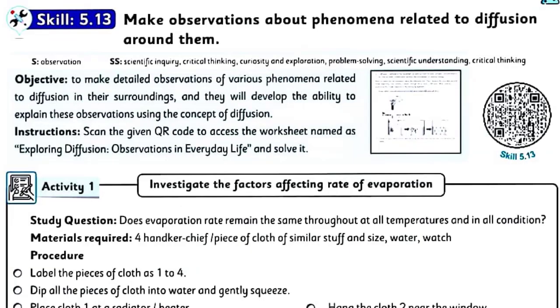Skill 5.13: Make observations about phenomena related to diffusion around them. Objective: to make detailed observations of various phenomena related to diffusion in their surroundings, and to develop the ability to explain these observations using the concept of diffusion. Instructions: scan the given QR code to access the worksheet named Exploring Diffusion: Observations in Everyday Life, and solve it.